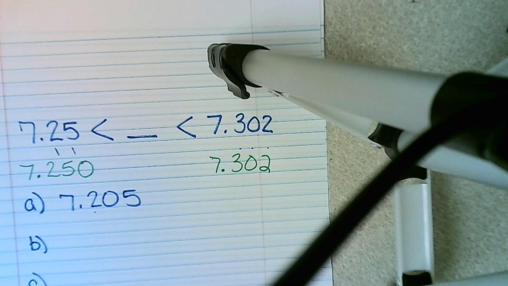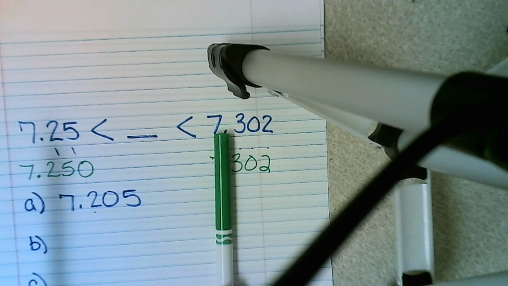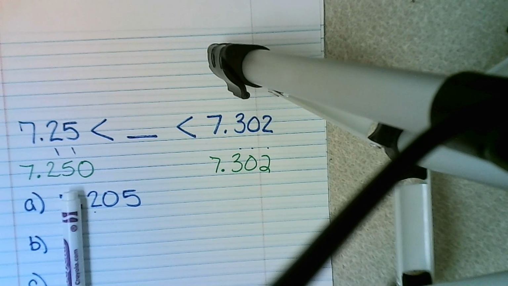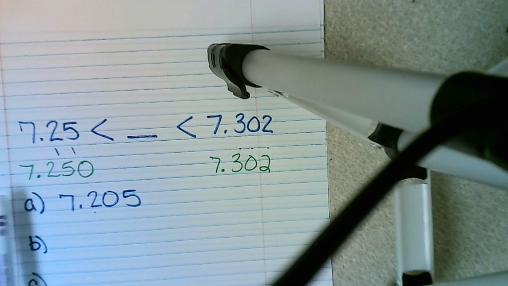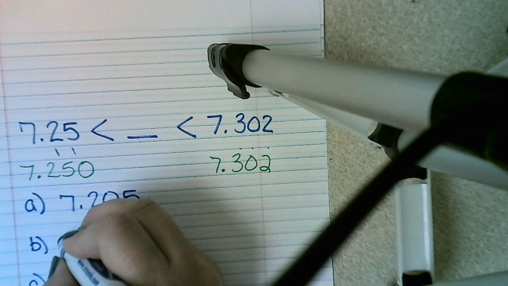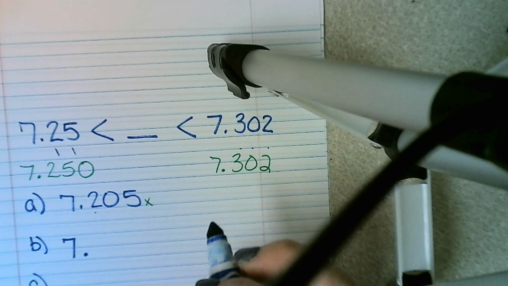So that means I have to add a 0 here. Now I ask myself, and again, let's cover up the sevens. Let's make it easy. What numbers are between 250 and 302? Well, is 205 between 250 and 302? No, it's not. Process of elimination means that's not my answer. And I move on to the next option.